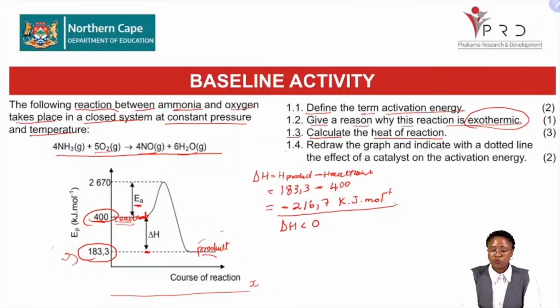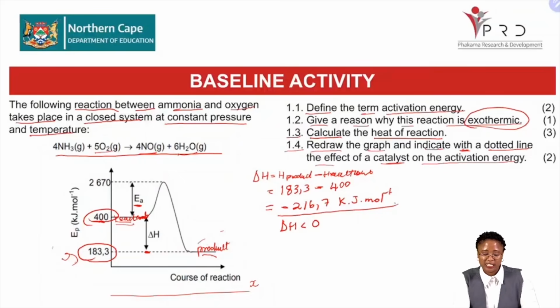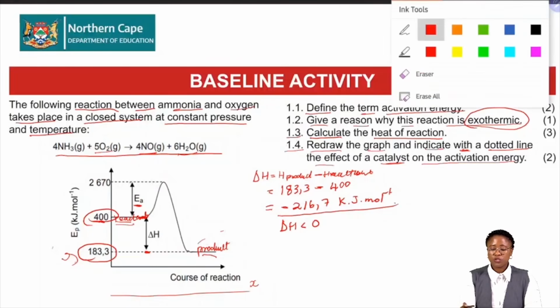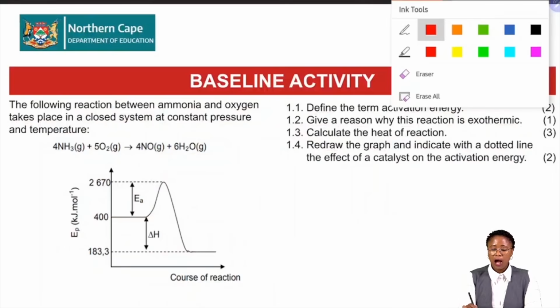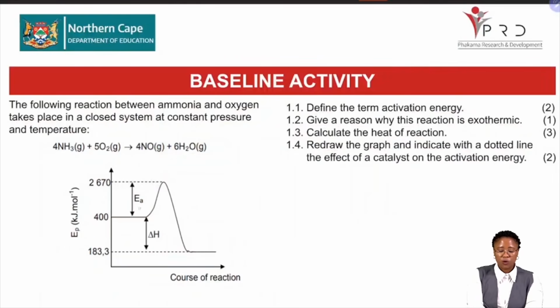Let's quickly move on to 1.4. It says, redraw the graph and indicate with a dotted line the effect of a catalyst on the activation energy. Right, now we have to redraw the graph. I'm not going to redraw the graph with you. However, I am going to show you how you are supposed to do it. I'm going to just use the graph that I already have over here just to show you how to do it.